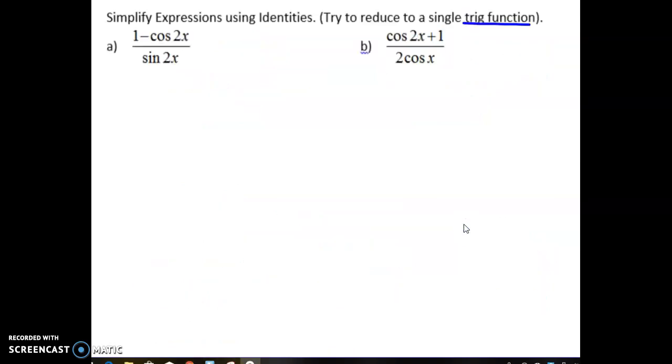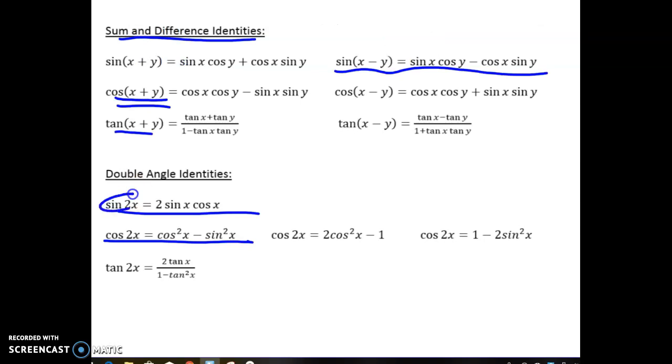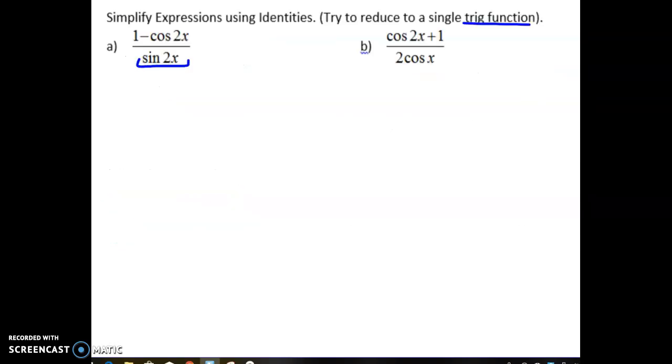All right, so for these questions, we're trying to get it to a single trig function. So we're going to start with A by looking at what we can trade. So sine 2x. I know that sine 2x is the same thing as 2 sine x cos x. So I'm going to trade the denominator for 2 sine x cos x.